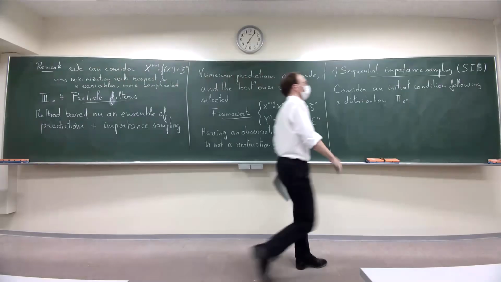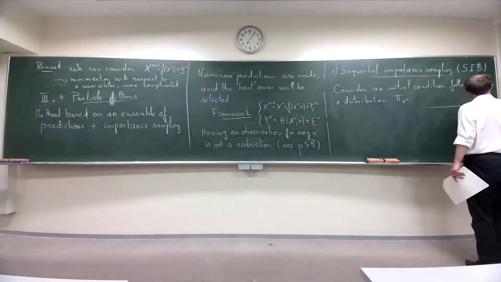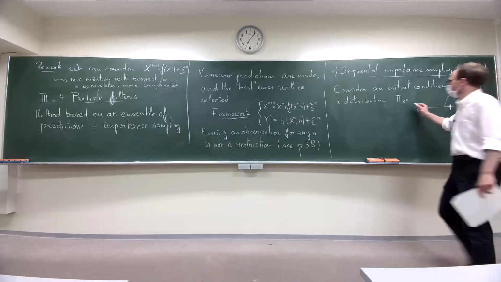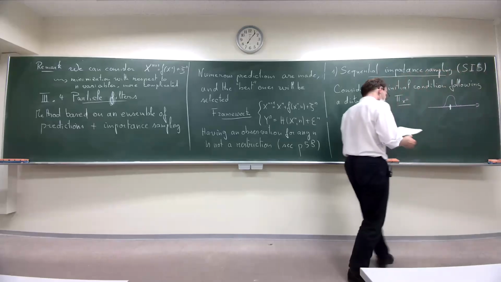It can be a Dirac delta distribution. Let's say it's one-dimensional. So it can be that your initial guess is your system is really located here, or you can say, I know that my initial condition is within this interval according to a Gaussian. So this is what you know about your system at the beginning. You do an initial guess about the initial condition, but it can be anything.